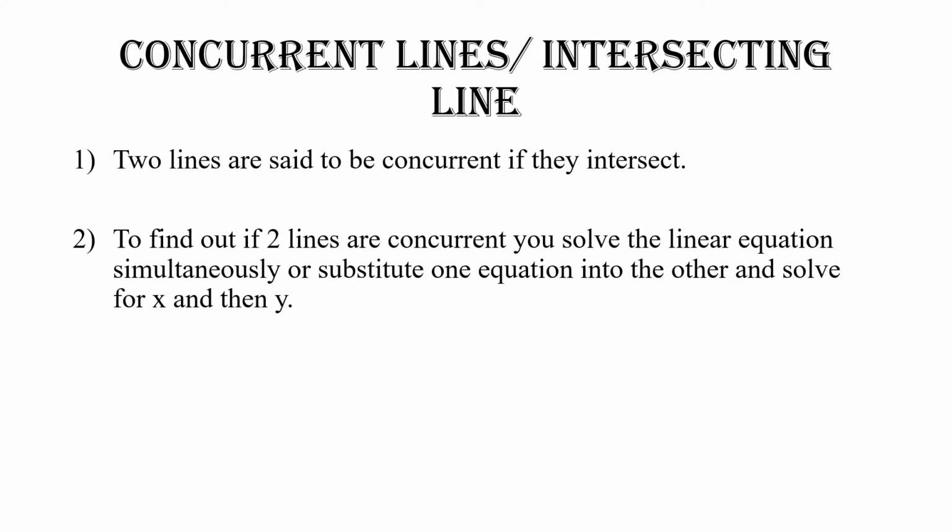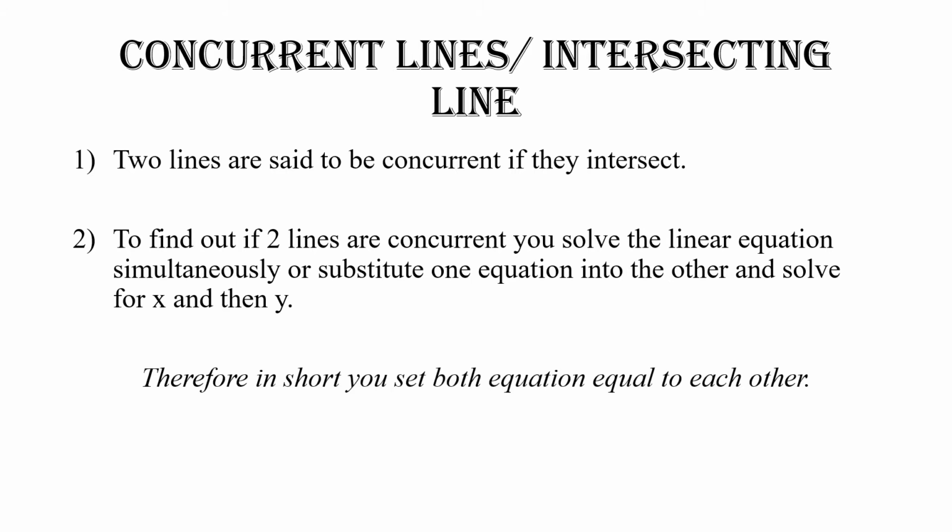Since simultaneous equations are a specific skill set or technique that you need to know, and I don't want to teach it here, I want to do that later. But if you already know how to do it, then that's how you go about determining if two lines are intersecting. Once they intersect, that means you will find an x or a y value. If they're not intersecting, then there will be no value for either x or y. So in short, you set both equations equal to each other, and that's the easiest way. That's what we're going to do today.